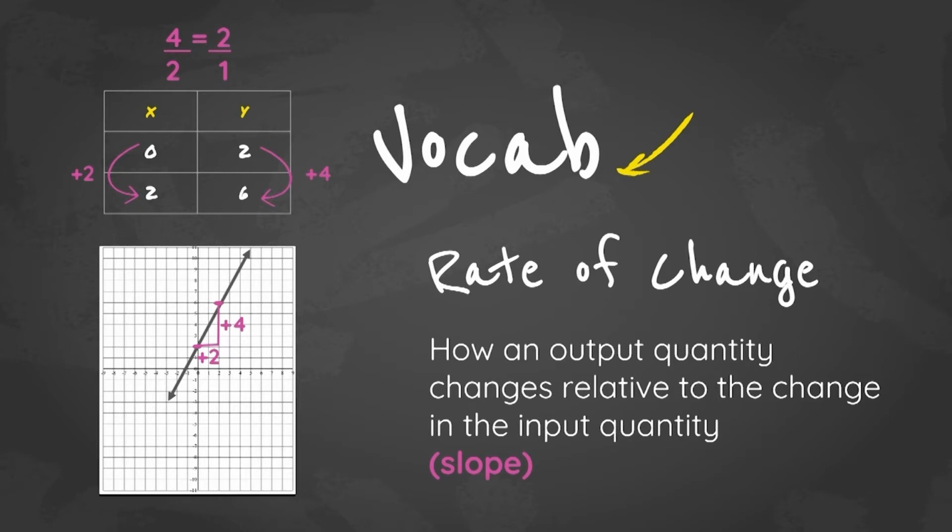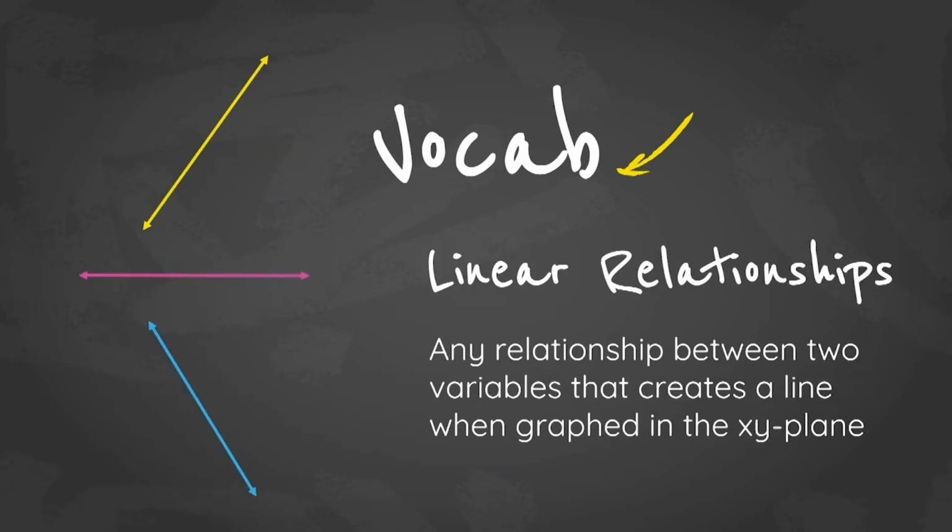If I'm looking at a graph, I might think of that as rise over run. But either way, we're just looking at what is that constant change that we're seeing over and over again that is giving us a line. And the last term that we're going to look at is linear relationships. This is any relationship between an x and y that's going to create a line when we graph it. So for example, we might have positive, constant, or negative slopes or rates of change.